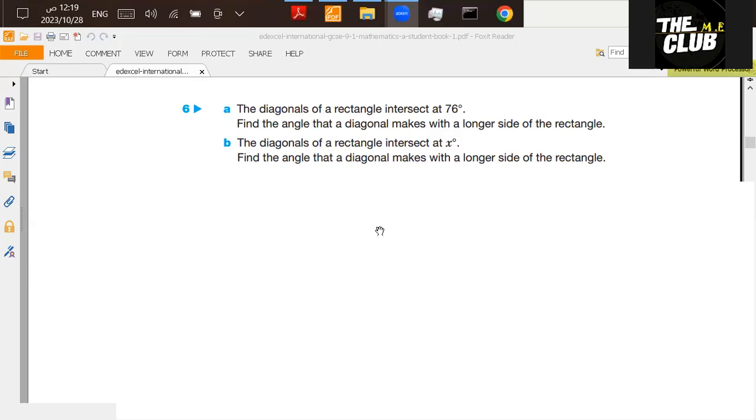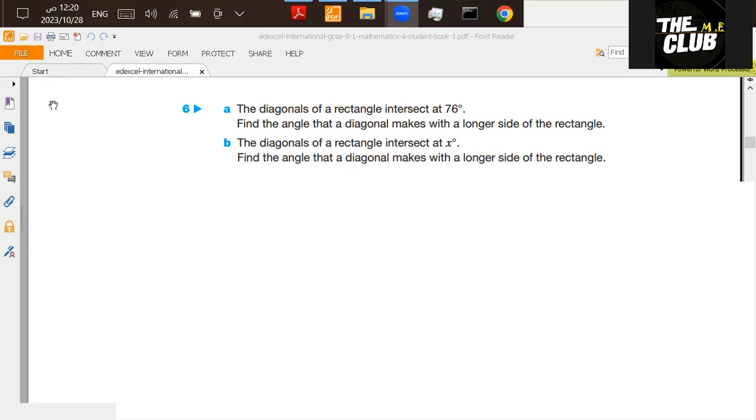Okay, guys, in this video, we're going to talk about question 6. Question 6 has two parts, A and B. Let's take a look at A. The diagonals of a rectangle intersect at 76. They intersect at 76. It means what?